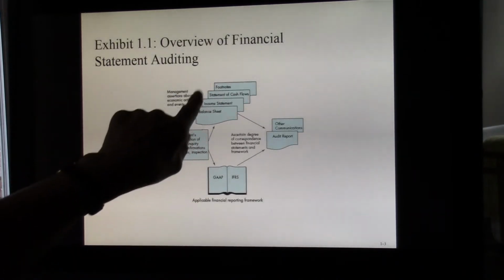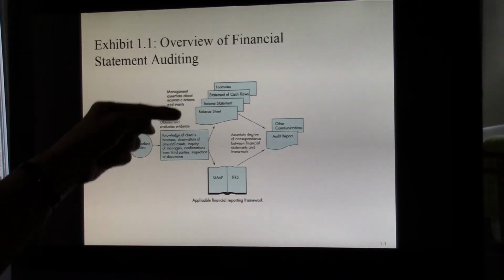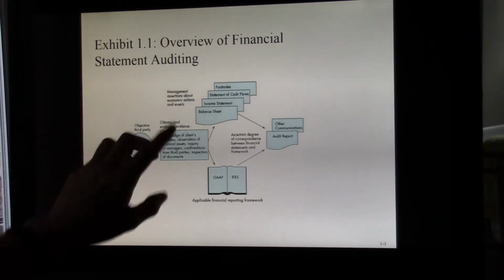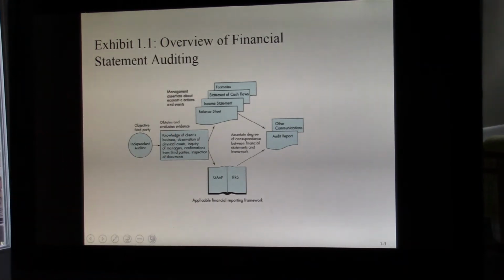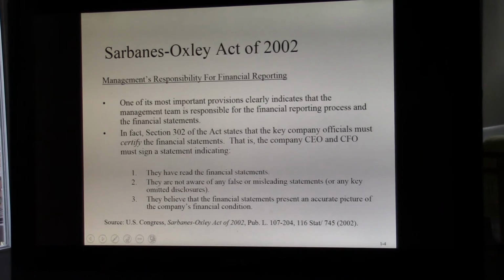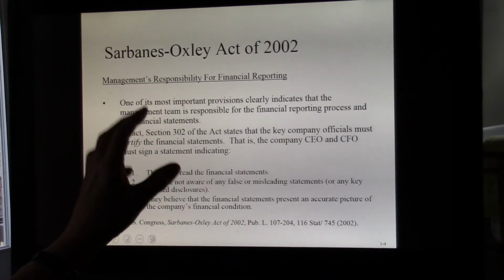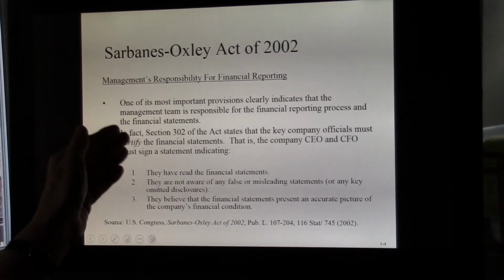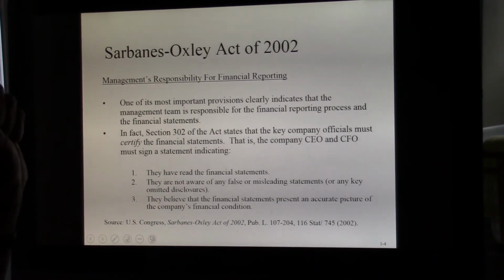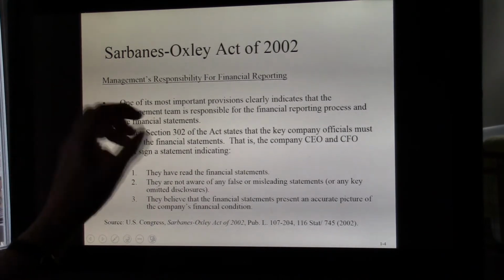So this belongs to management. Management prepares the financial statements. Auditors just audit them. All right. So that's why you actually saw in that auditor's report, the auditors say, management's responsibility is the statements. We're responsible for an opinion.